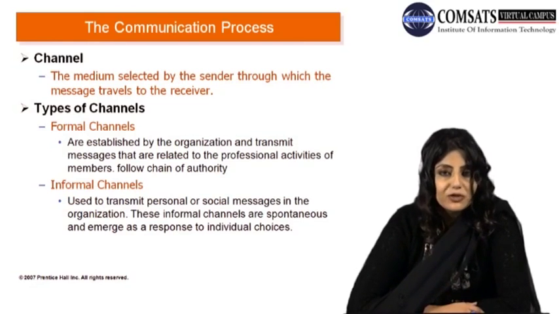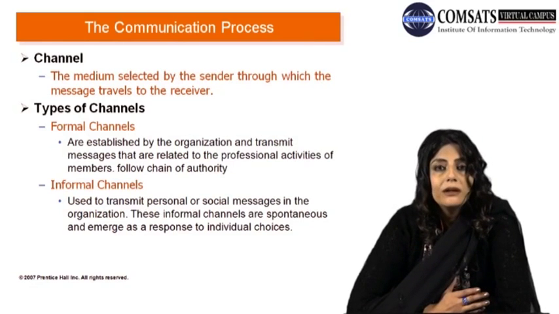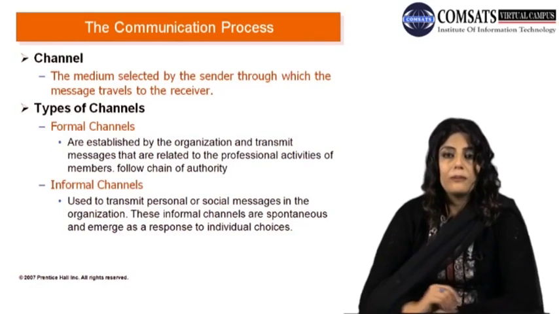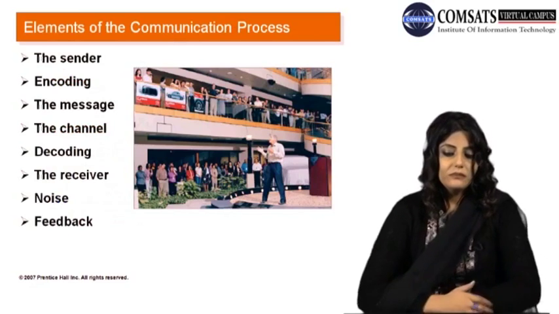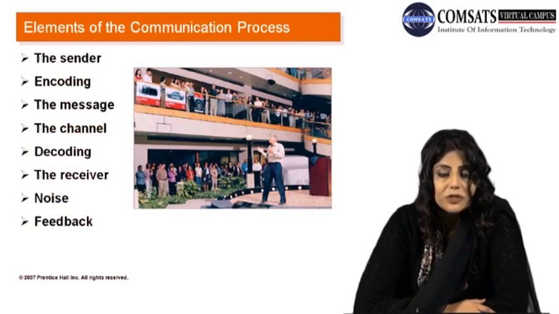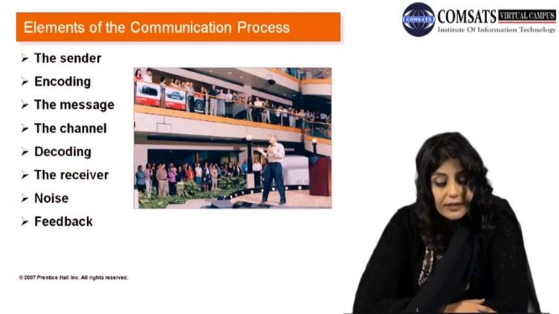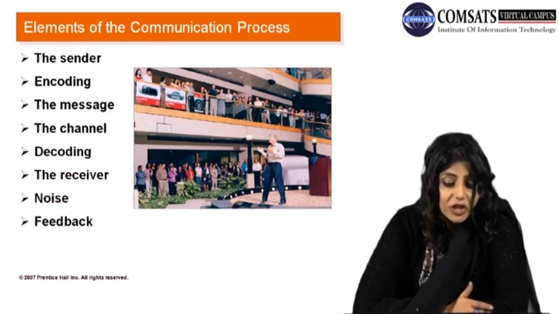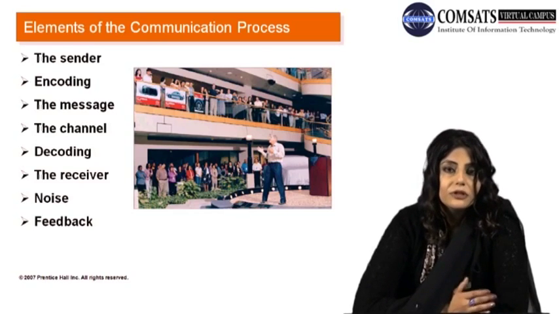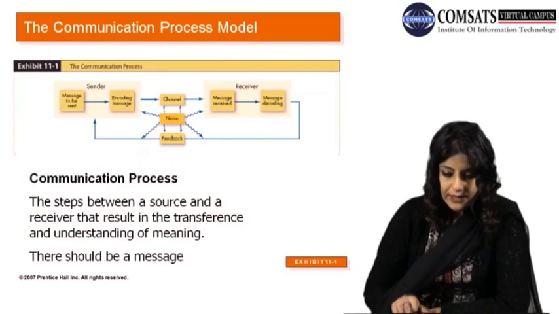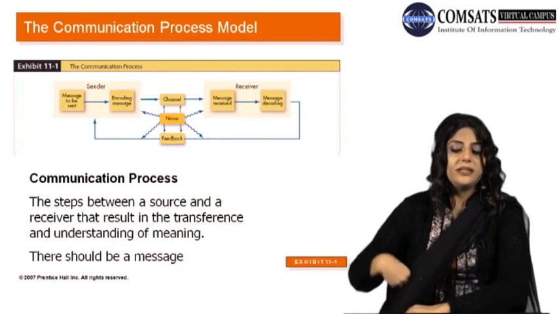There can be a number of channels that you can use for that informal communication or informal sharing. So what are the different elements of the communication process? We see that first we have the sender, then we have encoding, the message itself, the channel, decoding, the receiver, noise, and feedback. So let's have a look at them in detail.